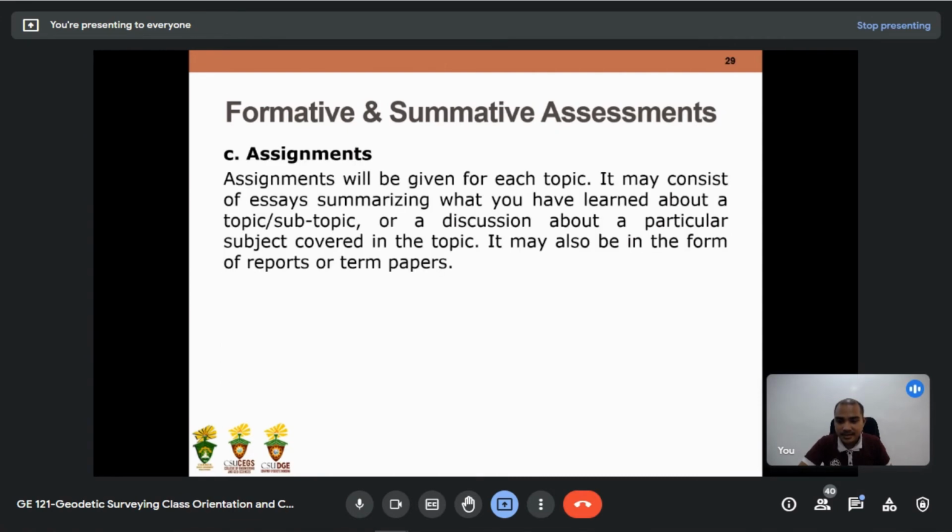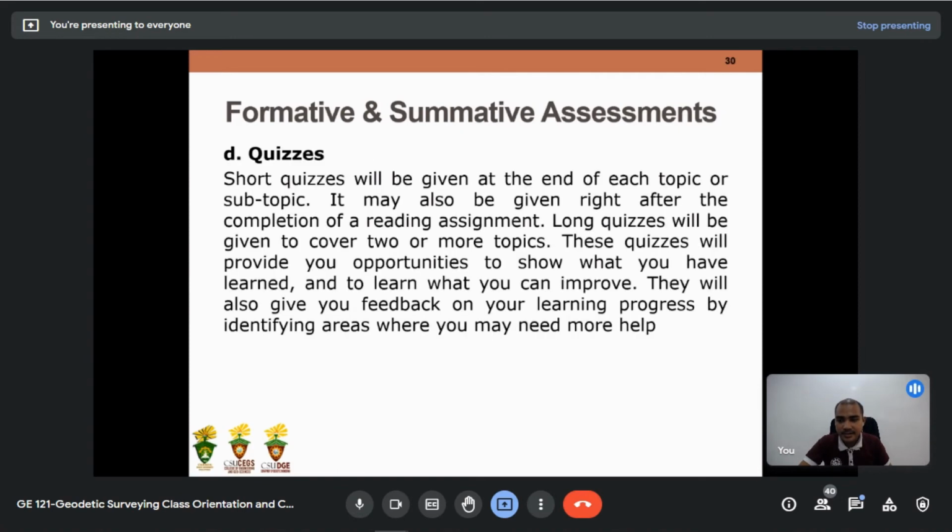Next is assignments. It consists of an essay summarizing what you have learned about a topic or subtopic, or a discussion about a particular subject covered in the topic. It can also be in the form of reports or term papers. That's an assignment.